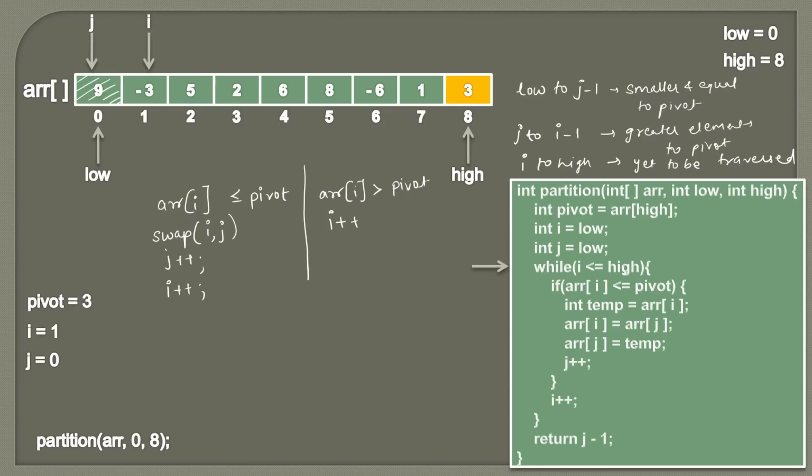Now i is less than or equal to high, so this condition is true. Array of i is -3. -3 is less than or equal to the pivot, so this condition comes out to be true. So when array of i is less than or equal to the pivot, we simply swap the values at the i-th and j-th index. After we perform the swap, we will see why we are doing that. These three steps I will be going somewhat fast because we have already discussed how we can do this swapping. So -3 will come here and 9 will come here.